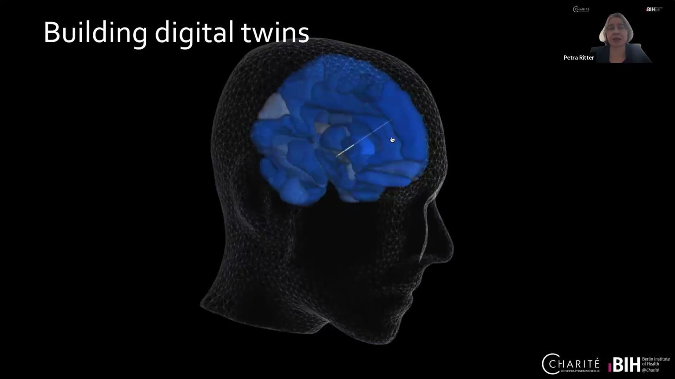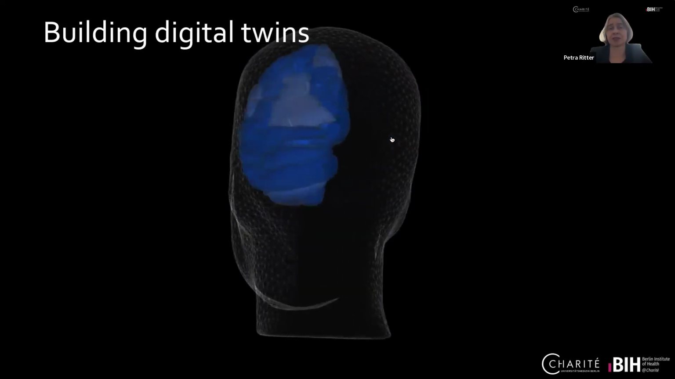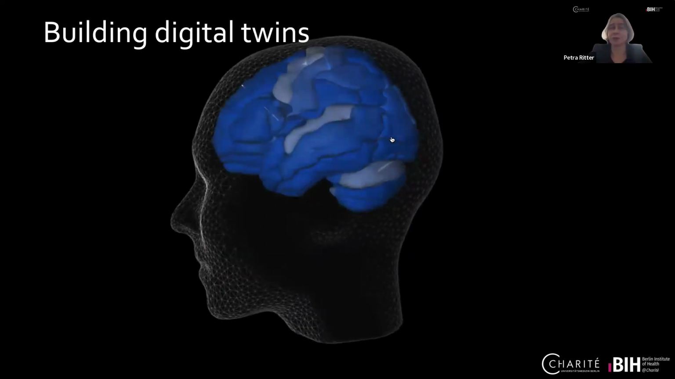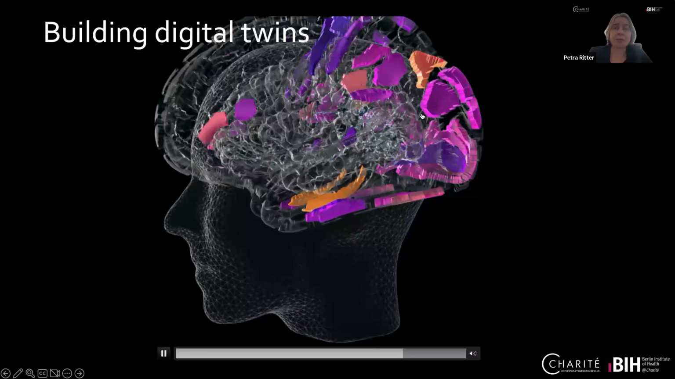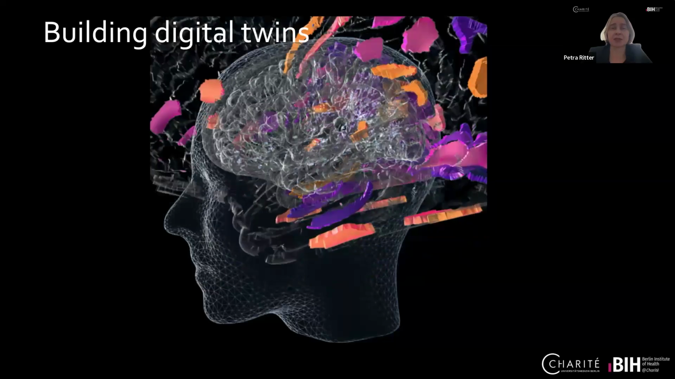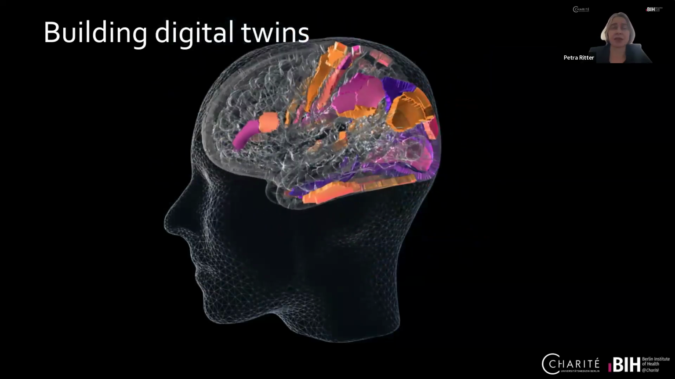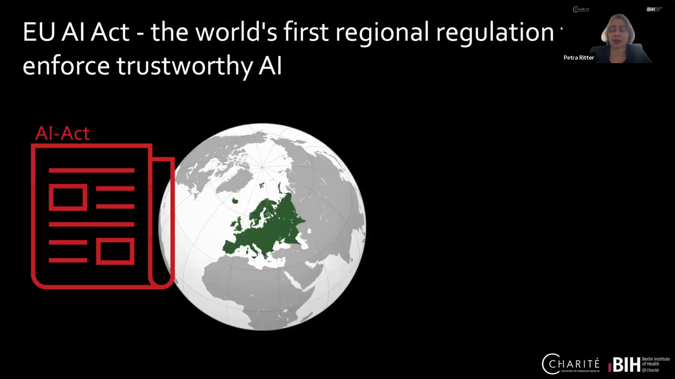Here you see, for example, an electrode that is inserted in the virtual brain twin. I apologize. So we are not creating maps, multi-scale maps of the brain that are static, but we really can simulate, based on the digital avatars, the activity that is generated in the brain.